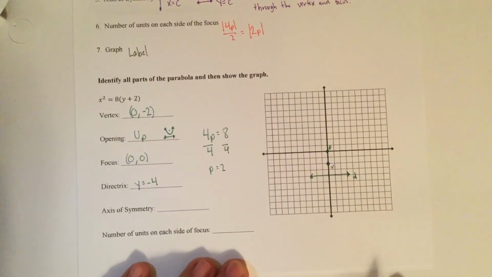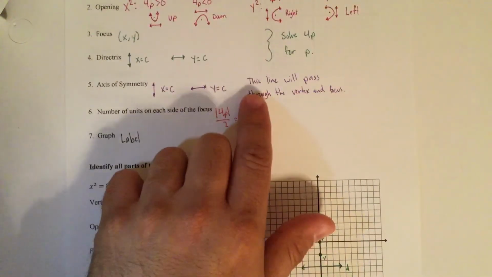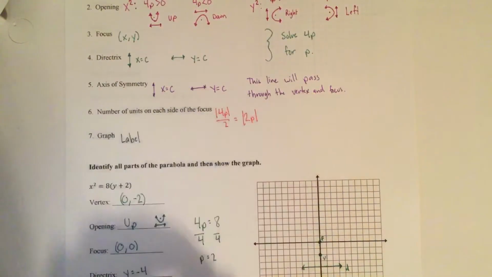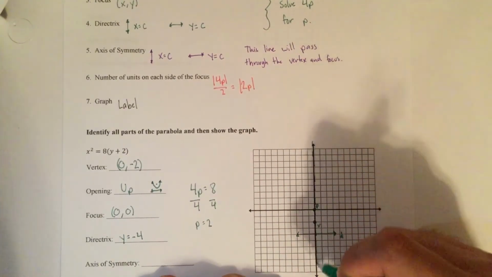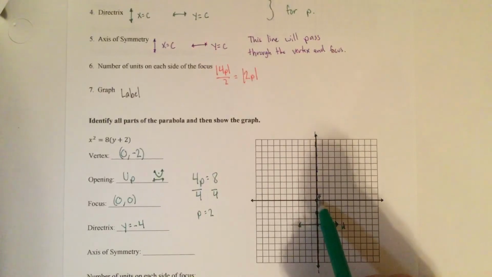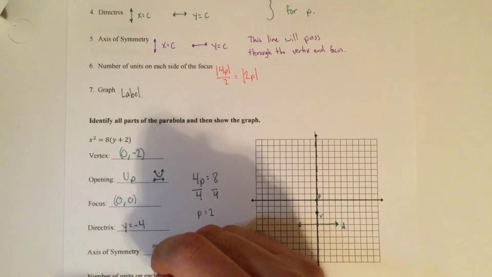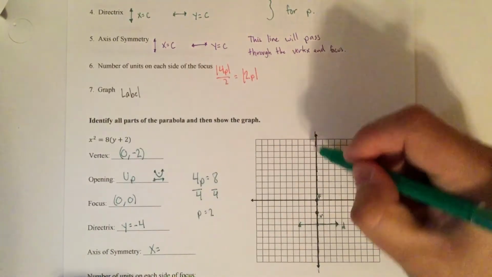For the axis of symmetry, I told you that this line will pass through the vertex and the focus. So I'm going to draw a dashed line passing through the vertex and the focus, and the equation of that line, since it's a vertical line, is x equals the constant. In this case, x equals 0.